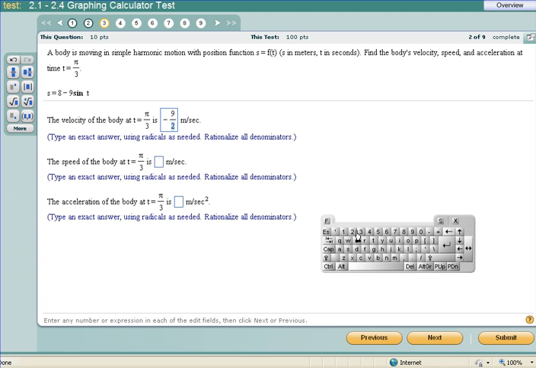-9/2, okay? So what's the speed then? Well, it's the absolute value of that. It's always positive, so it'd be 9/2.